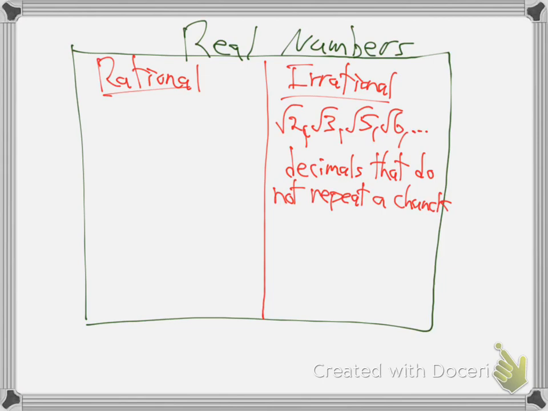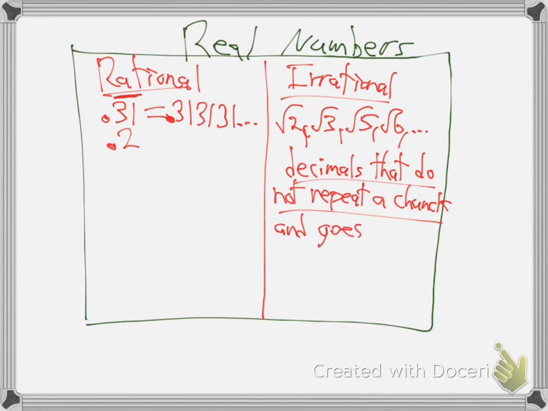So for example, what if you have a number like 0.31 bar, which is 0.313131, right? Forever. That's rational, isn't it? I'm putting that over on the rational side. So if it's a decimal that repeats a chunk, or how about a decimal that just ends, like 0.2? Rational as well. But if it's a decimal that does not repeat a chunk, and goes forever, how about that? Yeah, that's better.